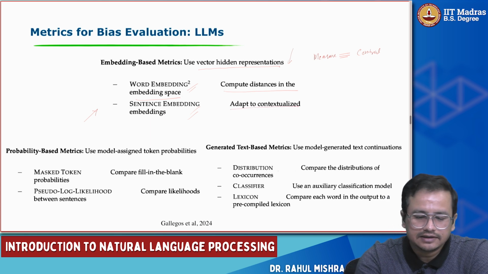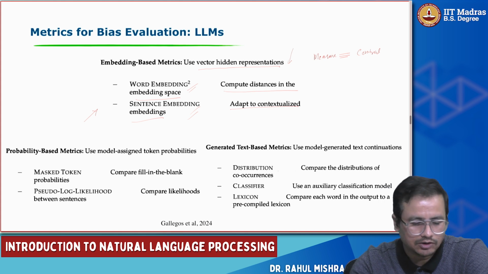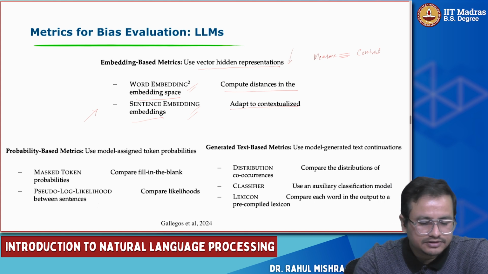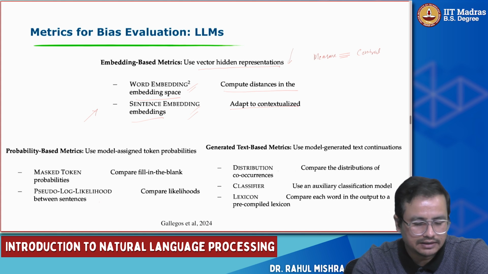And then at the sentence level also, the sentence embedding, you need to compute the cosine similarity, right? So that's the kind of very superficial level of definition of embedding based metrics. We'll be discussing this in detail also. Now comes the probability based metrics, where we will compute some sort of probability, and we'll see with one example what we mean by that.